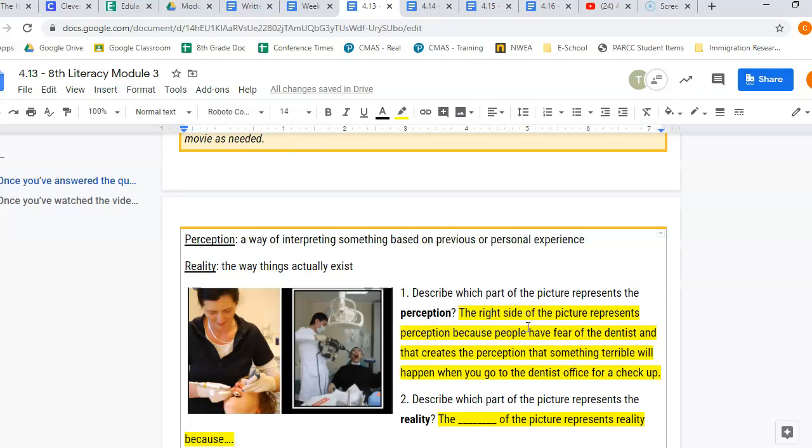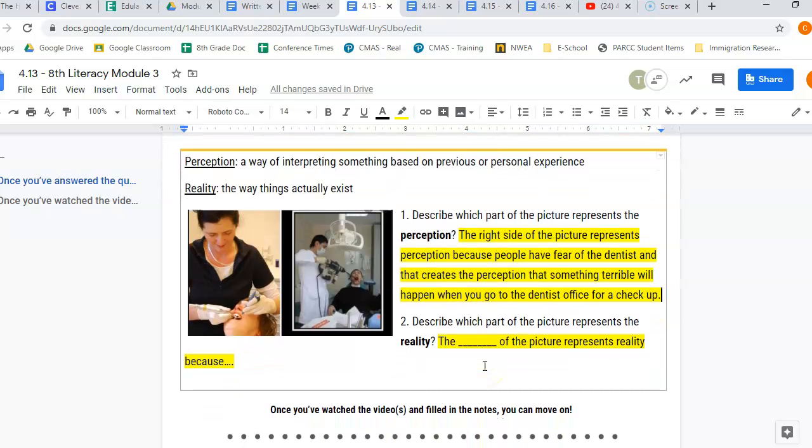So based on the right side of the picture, I want you independently to fill in question number 2. Which side, and this should be pretty obvious for this first part, represents the reality, and then explain why that is the reality. Go ahead and fill that in before you move on.